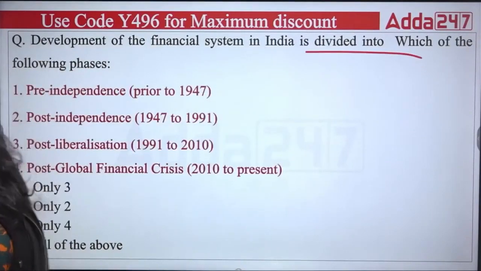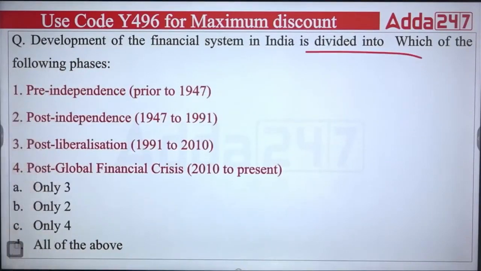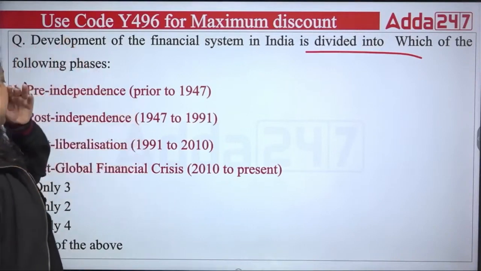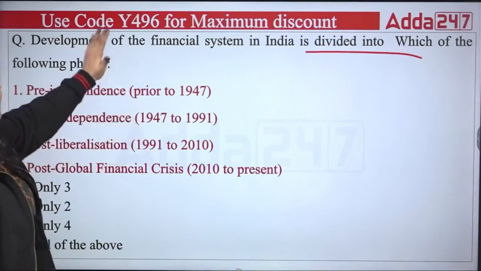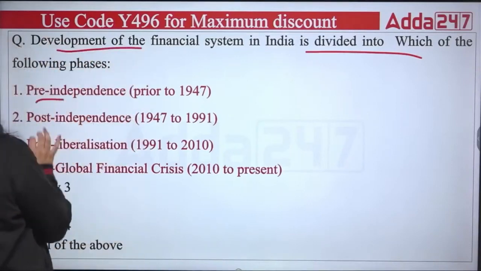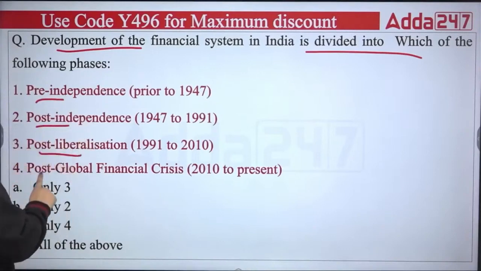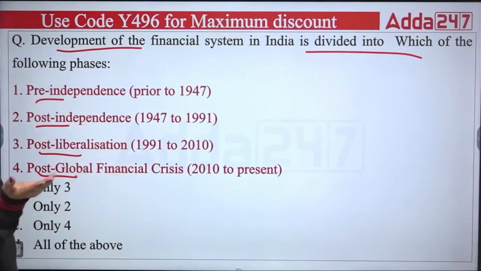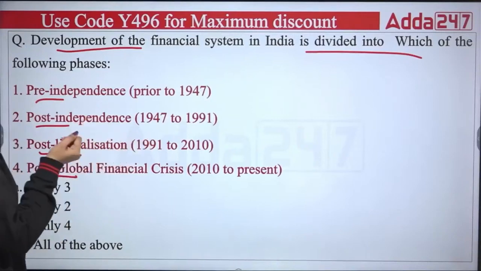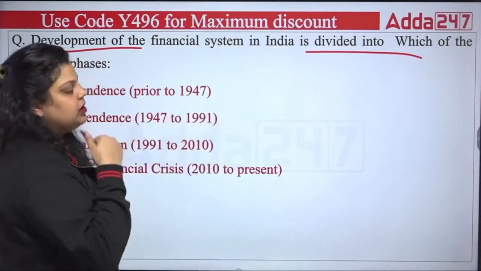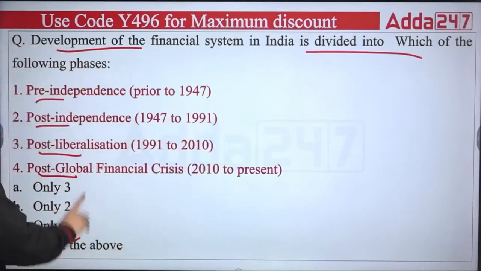So next question we are asking: which of the following statements or durations are correct for the development of the financial system? First is pre-independence, post-independence, post-liberalization, post-global financial crisis. Independence happened in 47, then liberalization happened in 1991. The global financial crisis happened in 2007-08. So the right answer will be all of the above.